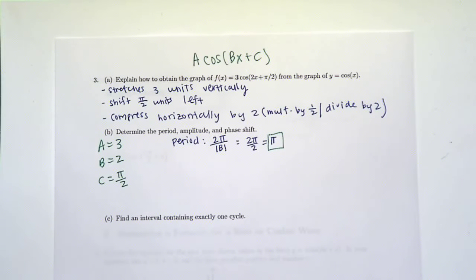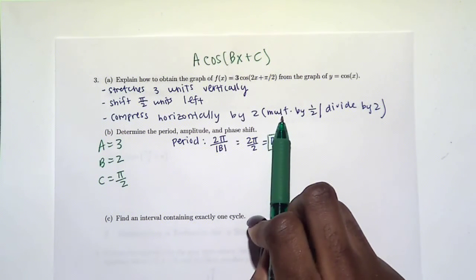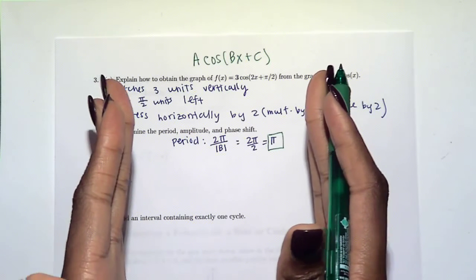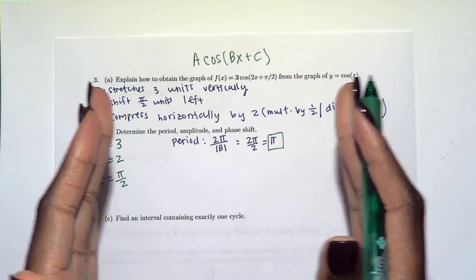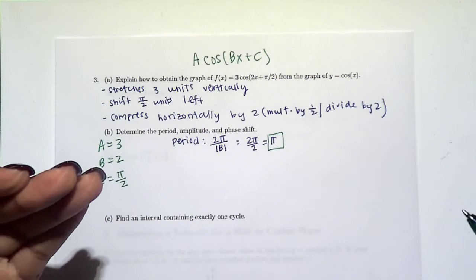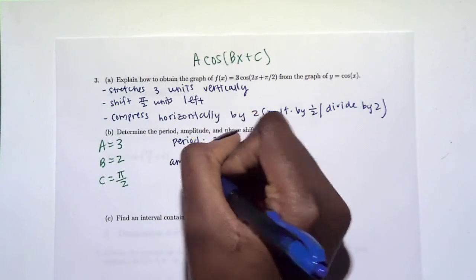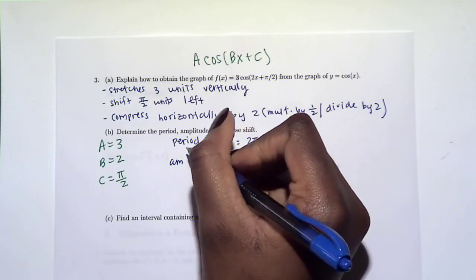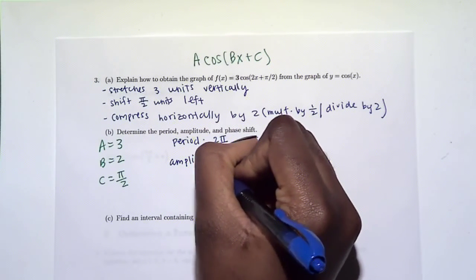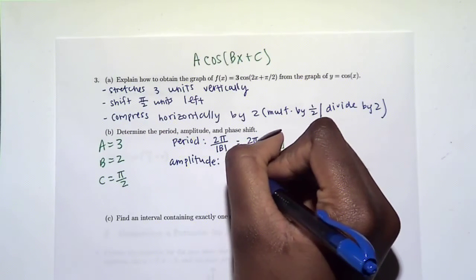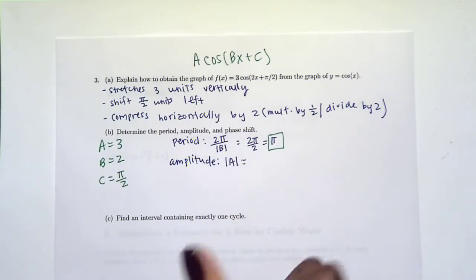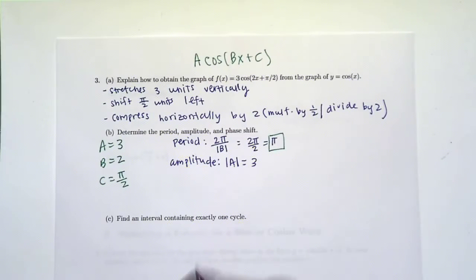All right, so what does this tell us? This tells us that we're actually going to start repeating after pi units instead of 2 pi units. And so that should make sense because we're compressing horizontally by 2. So our period is going to be half the length that it normally is. So it's not going to be 2 pi, it's going to be pi. All right, amplitude tells us how tall we are from the middle. That's always just the absolute value of our A value. So that is 3.